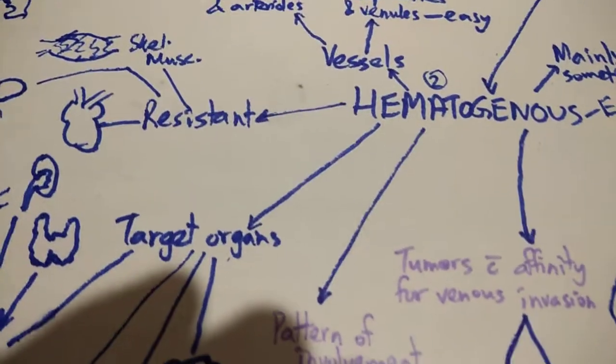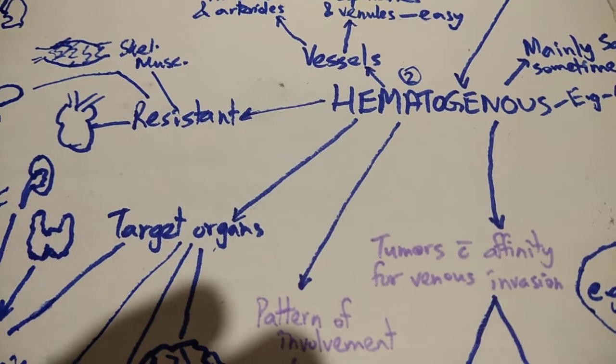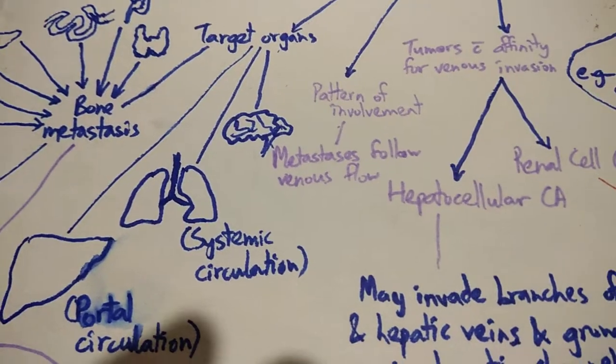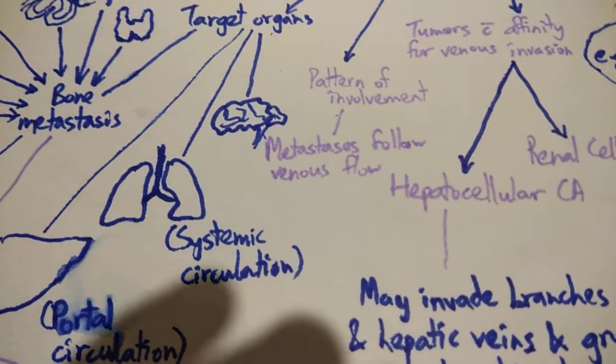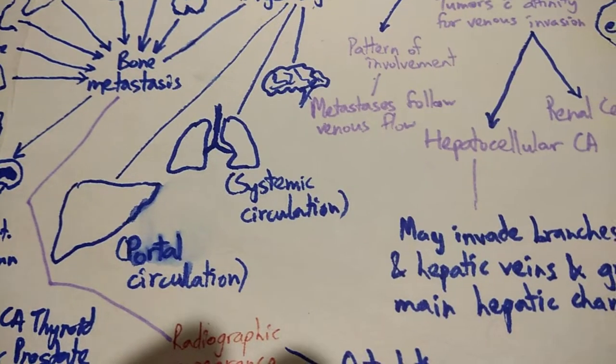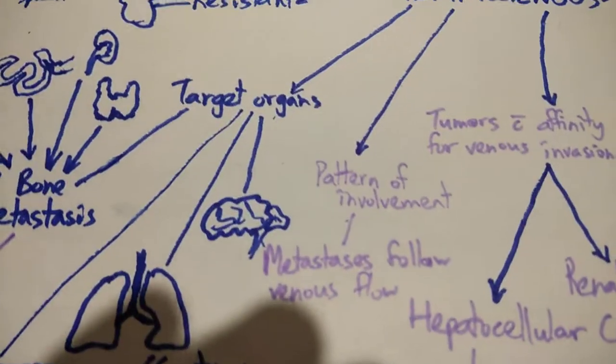Now the most common target organs, what do you think that would be? Actually, it's the lungs and the liver, followed by brain and bones. Lungs, because most systemic circulation passes through the lungs, so it's easy for cells to get deposited there. Whereas with the liver, it's because of portal circulation, so it just ends up in the liver. And you can also find it in the brain.